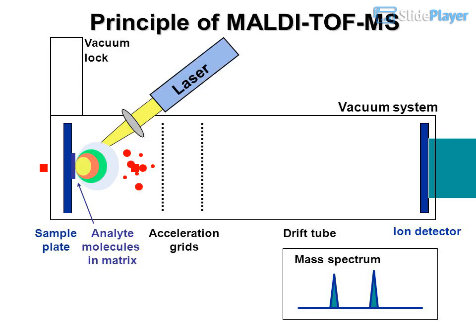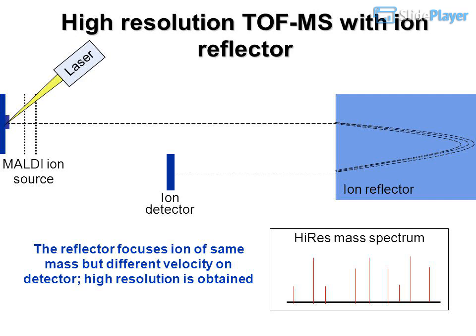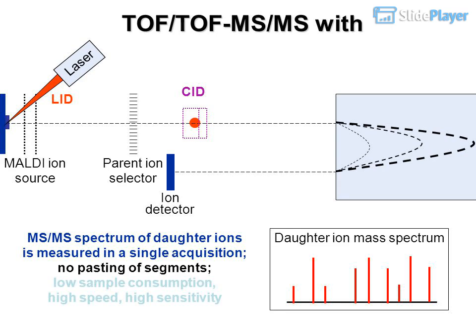Vacuum lock. Laser. Vacuum system. Analyte molecules in matrix on the sample plate. Acceleration grids. Drift tube. Ion detector. Mass spectrum. High resolution TOF-MS with ion reflector: laser, ion source, ion reflector, ion detector, high-resolution mass spectrum. The reflector focuses ions of the same mass but different velocity on the detector. High resolution is obtained.